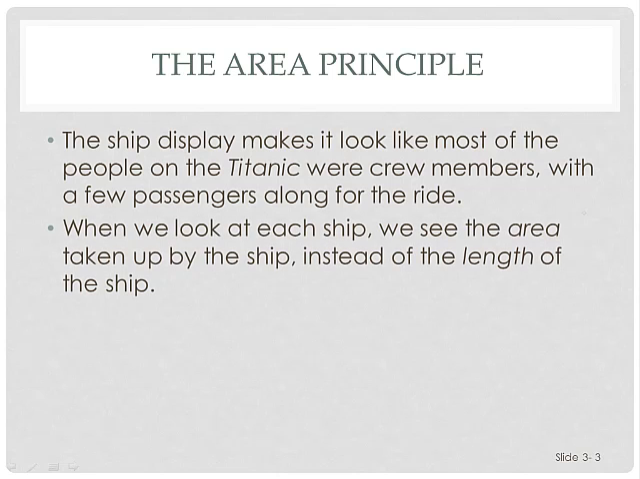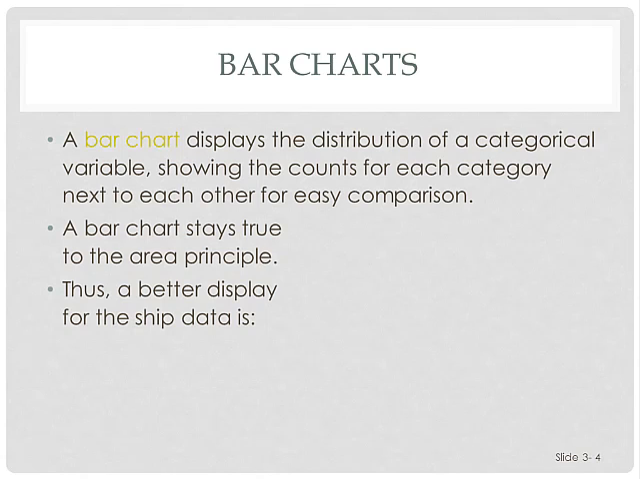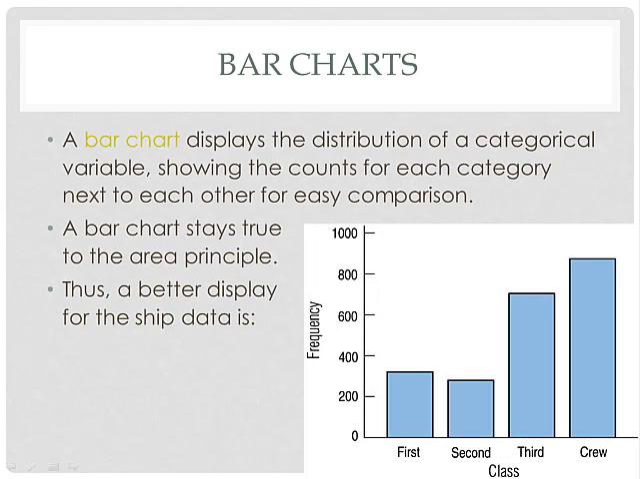the ride. But if you look at each ship, we see that the area is taken up by the ship instead of the length of the ship, which is misleading. So the ship violates what's called the area principle. It simply states that the area occupied by a part of the graph should correspond to the magnitude of that value. So a bar chart is really a better way to represent this. It stays true to the area principle, and so this is what that other display looked like.